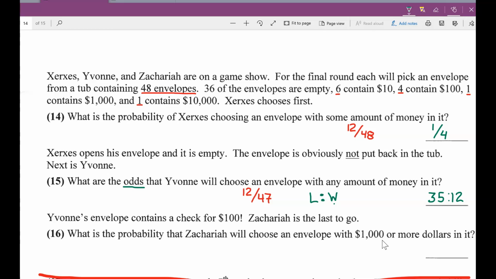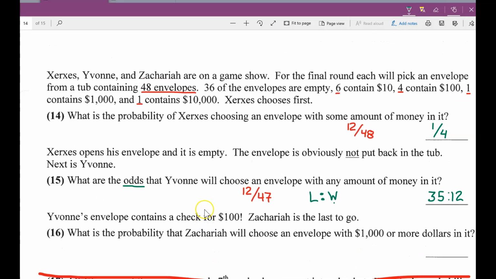All right, that's our odds. Yvonne's odds of pulling an envelope with any amount of money is 35 to 12. 35 ways to lose. That's 35 empty envelopes because Xerxes pulled one of the empty envelopes. Now there's 35 left. 12 ways to win. $10, $100, $1,000, or $10,000.